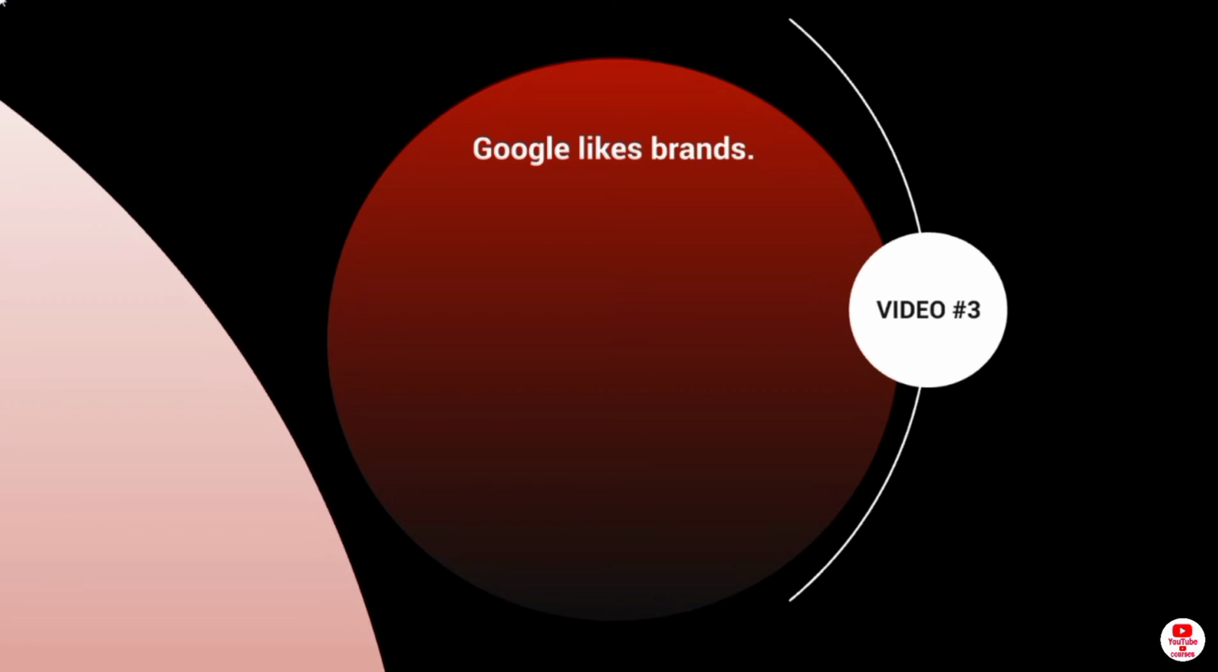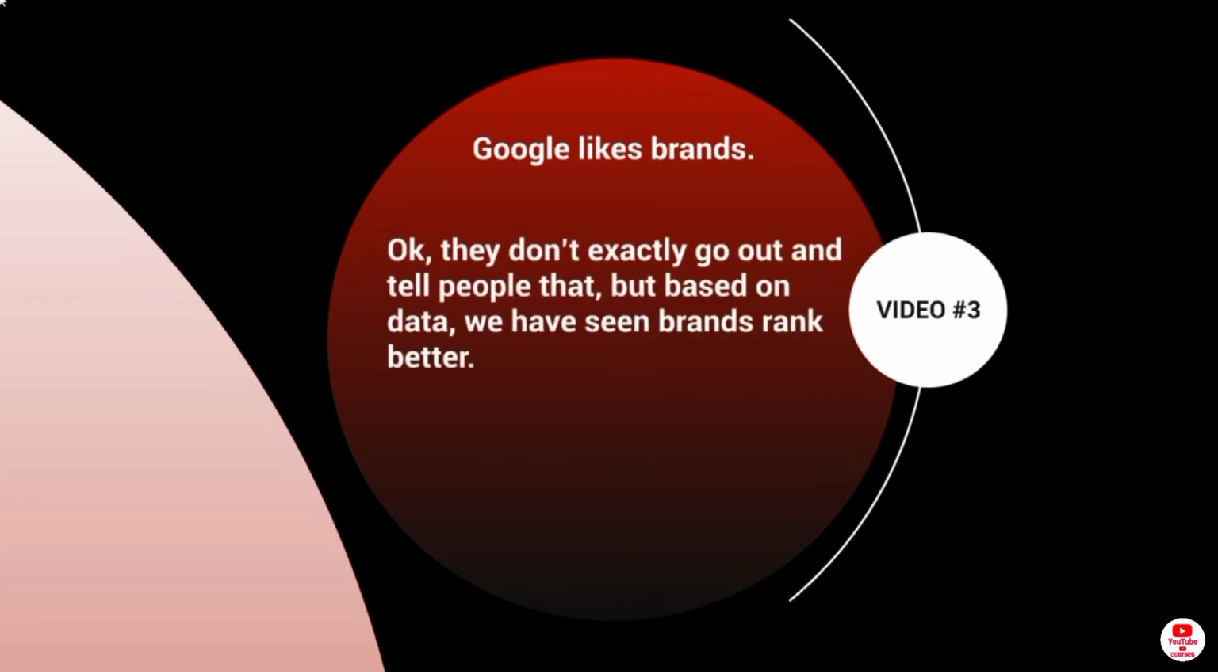Now, we don't know exactly whether this is true or not, but based on the data that we have seen, and based on the data that has worked not only for us but for many others, Google likes brands. It's not necessarily that they like brands because brands make a lot of money or anything like that. But we've realized there are certain variables that make a brand stand out. They don't exactly go out and tell people that they like brands, but based on the data that we have seen, brands rank better.